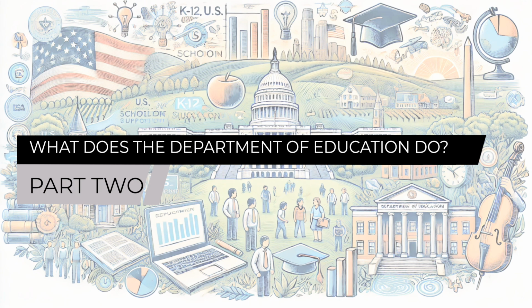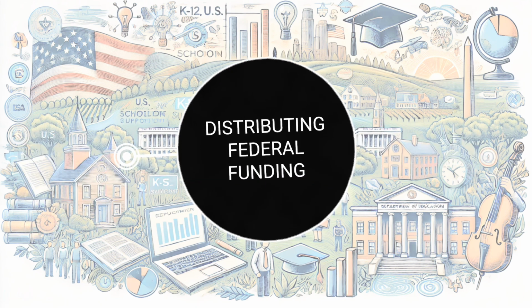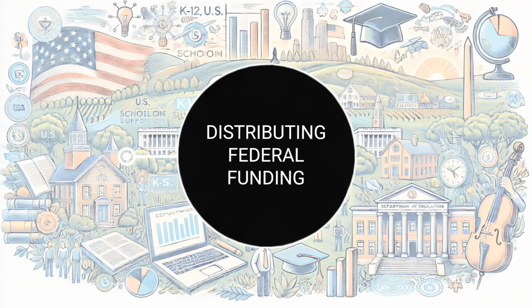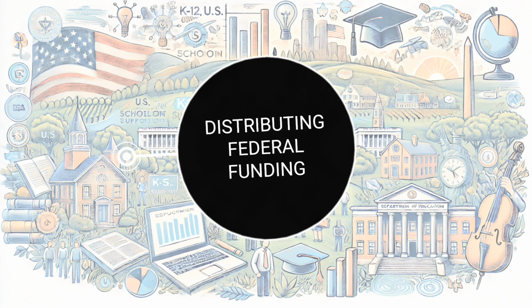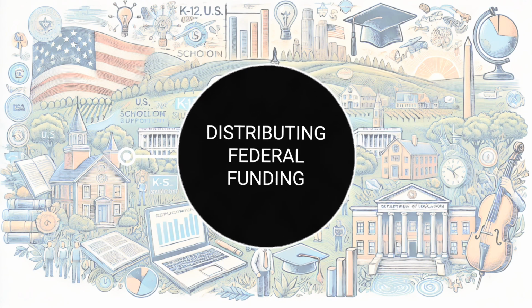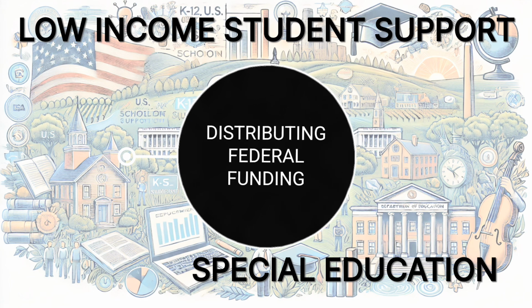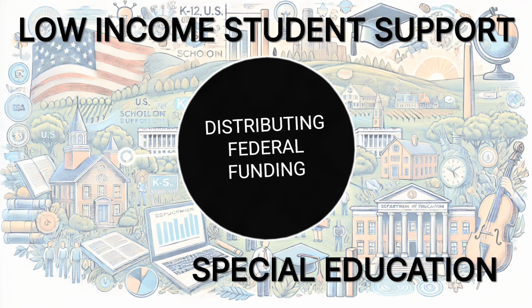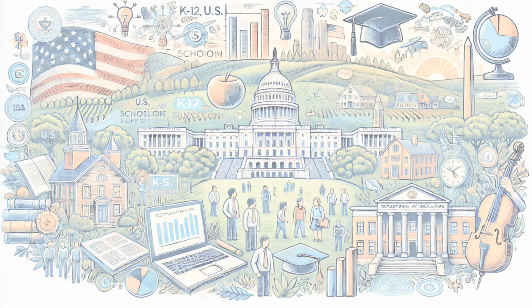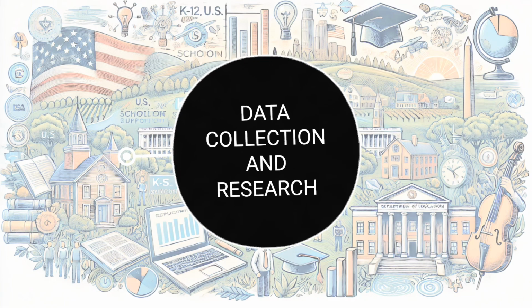Part 2. What does the Department of Education do? The U.S. Department of Education has several key responsibilities. Distributing federal funding. The department provides financial assistance to schools across the country. This funding supports a range of programs, from special education and low-income student support to school improvement initiatives and teacher training.